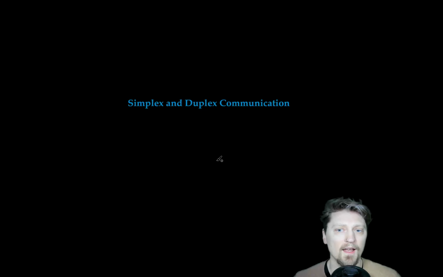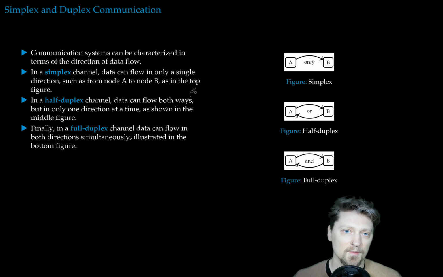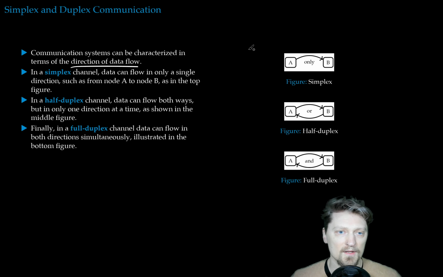Okay, simplex and duplex communication. Communication systems can also be characterized in terms of the direction of data flow. In a simplex channel, data can flow in only a single direction, such as from node A to node B, as in the top figure. So, from A to B.